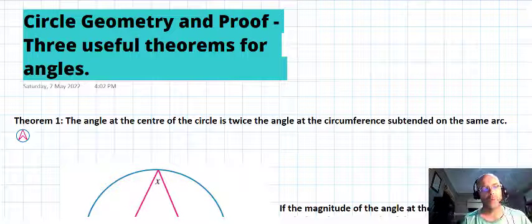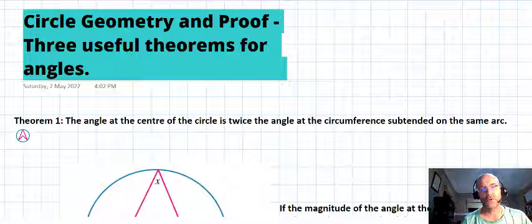Welcome back everybody. We're going to look at some circle geometry in proof, and the three theorems we're going to look at are useful if we're trying to find information about angles or just trying to determine angles. So there's three theorems here, but theorem 1 is the pivotal one. The other two rely on theorem 1.